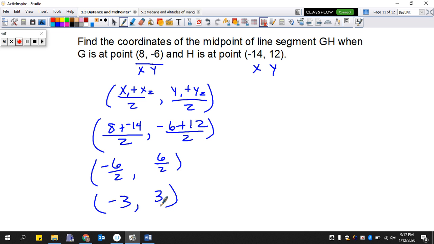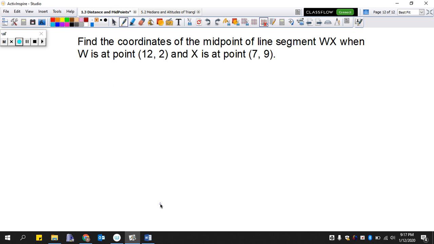All right, so we end up with 12 plus 7 divided by 2, which is 19 divided by 2. When we do that, that is 9.5. Then we do our y values. 2 plus 9 divided by 2. We do that as 11 divided by 2, which is 5.5. All right. So that's it for this video dealing with distance and midpoints.